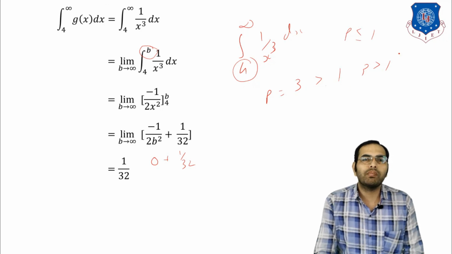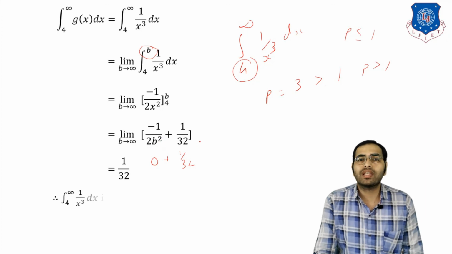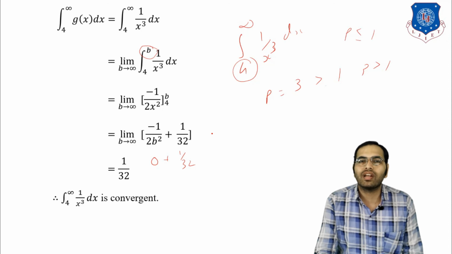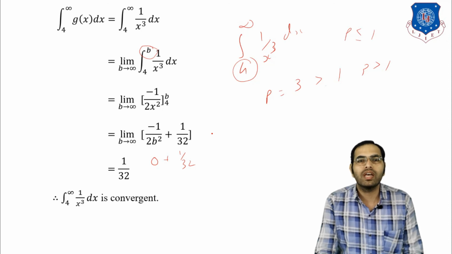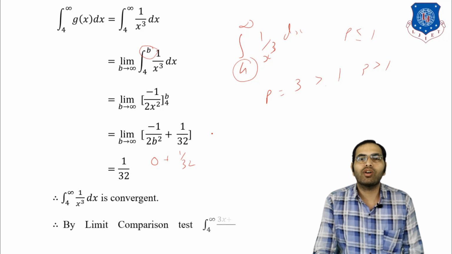According to the p integral test or a direct integral, we can find that our g of x is convergent. If g of x is convergent, then automatically f of x is convergent, meaning both the integrals are either convergent or divergent together. Hence, by the limit comparison test, the integral from 4 to infinity of (3x plus 5) upon (x to the power 4 plus 7) dx is convergent.